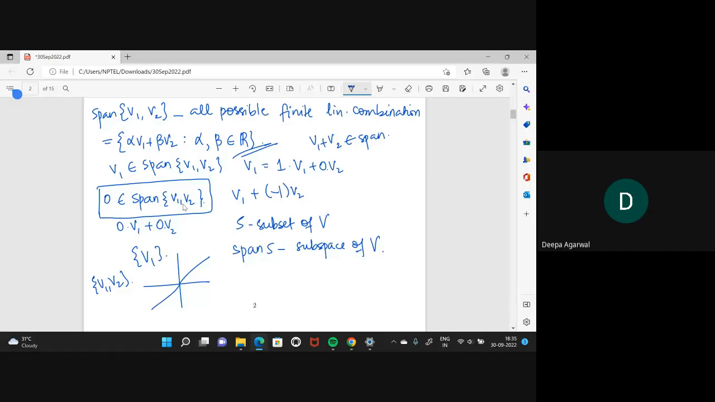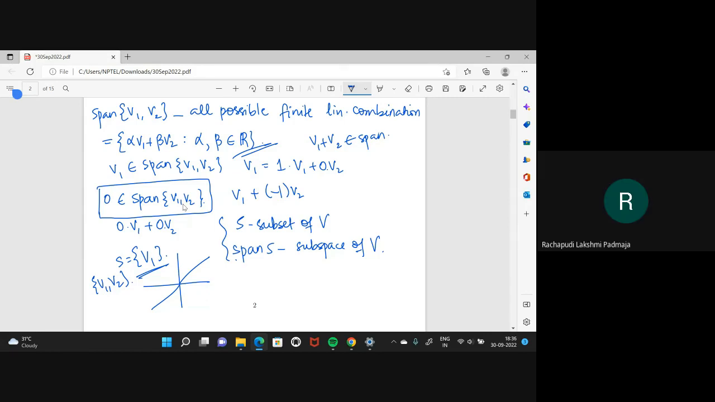So if you look geometrically, it is easier to see that span of a set will always be a subspace. Now is this clear? S is a subset of V. S can be any subset of V. Am I taking a subspace? I'm just taking one element, right? From V1, V2, any subset. You take any set, you find its span, you will get a subspace.